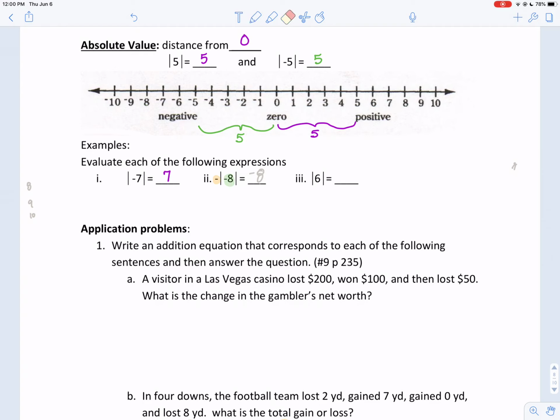Now, there is a big trap for your students in this number 2 problem because there's also one problem that looks very similar to that, the opposite of negative 8. Do you see the difference in the answers? You can see that students could easily get an absolute value and a parentheses confused. And then the last one is just the absolute value of 6, which is 6.